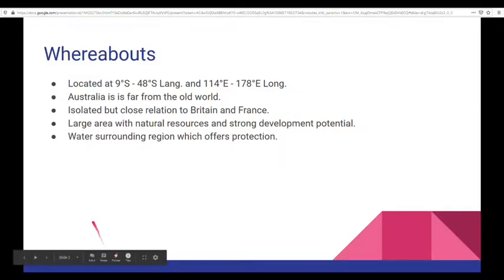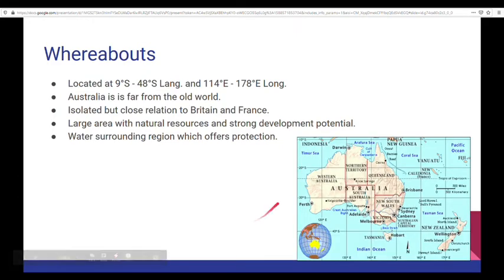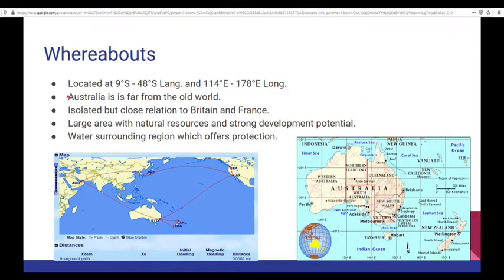The whereabouts. It is located at 9 degrees south to 48 degrees south and 114 degrees east to 178 degrees east. And then here is an image showing the location. And one thing to note about this region is that it is very far away from the old world.